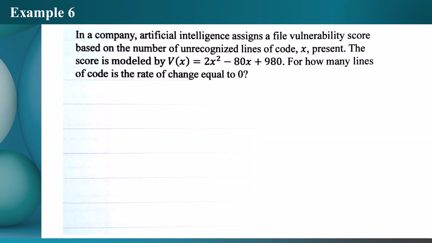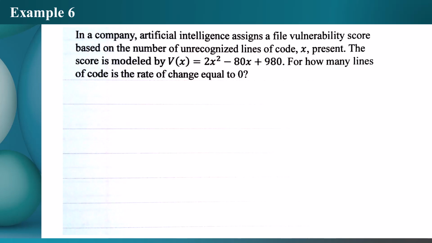In a company, artificial intelligence assigns a file vulnerability score based on the number of unrecognized lines of code, x, present. The score is modeled by v of x equals 2x squared minus 80x plus 980. For how many lines of code is the rate of change equal to 0?